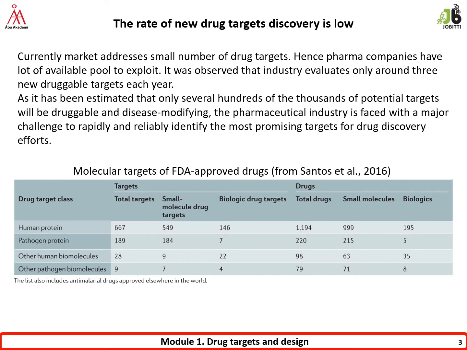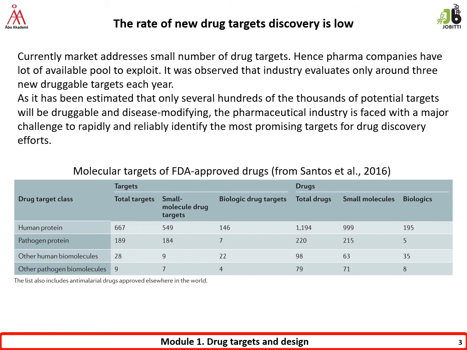The important problem of modern drug design is the low rate of new drug target discovery. Currently, the market addresses only a small number of drug targets. Hence, pharma companies have a much available pool to exploit. On average, the industry evaluates only about 3 new druggable targets per year. As it has been estimated that only several hundreds of the thousands of potential targets will be druggable and disease-modifying, the pharmaceutical industry is faced with a major challenge to rapidly and reliably identify the most promising targets for drug discovery efforts.